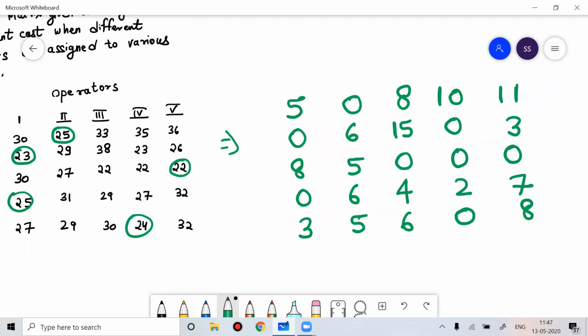So like this, you have to do the row minima: find the minimum element in the row, and whatever minimum element you found, subtract all the elements of the row from that minimum element.